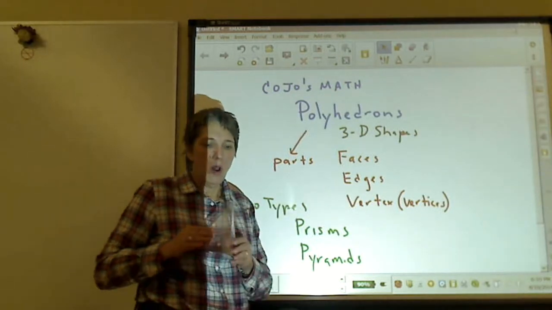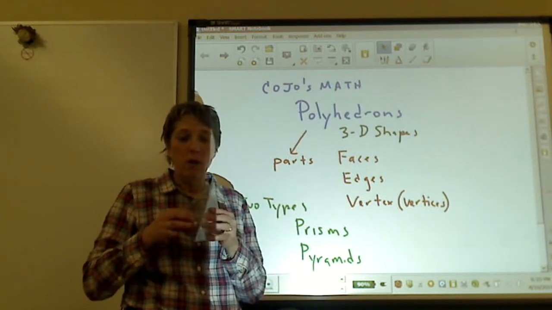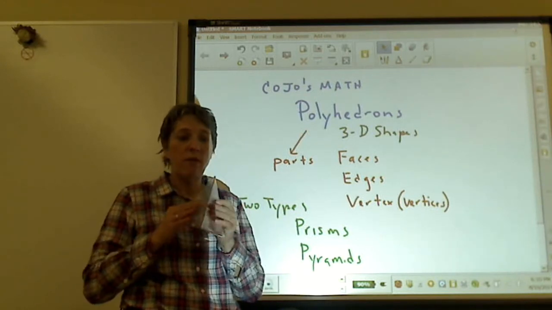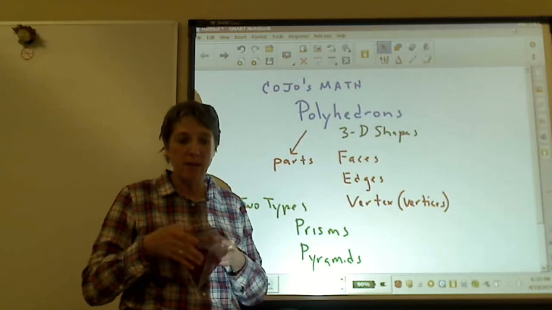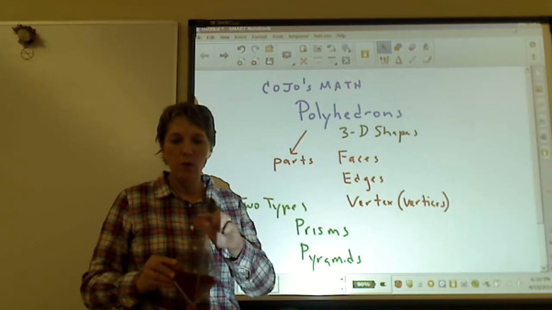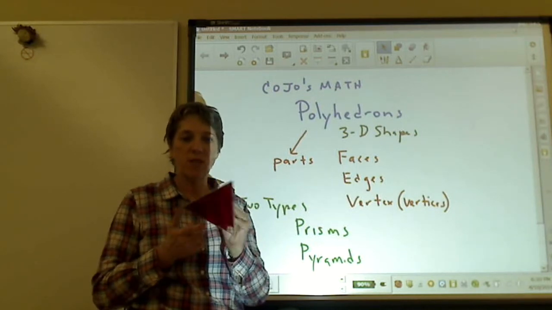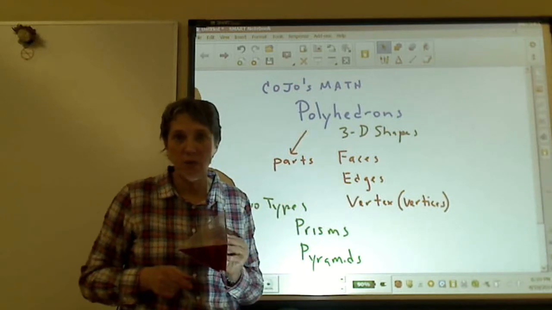The edges are where 2 faces meet, and an edge is formed. Each 2 faces meet. See that? So how many edges do we have? 1, 2, 3, 4, 5, 6. Because you have to count where all the faces meet.